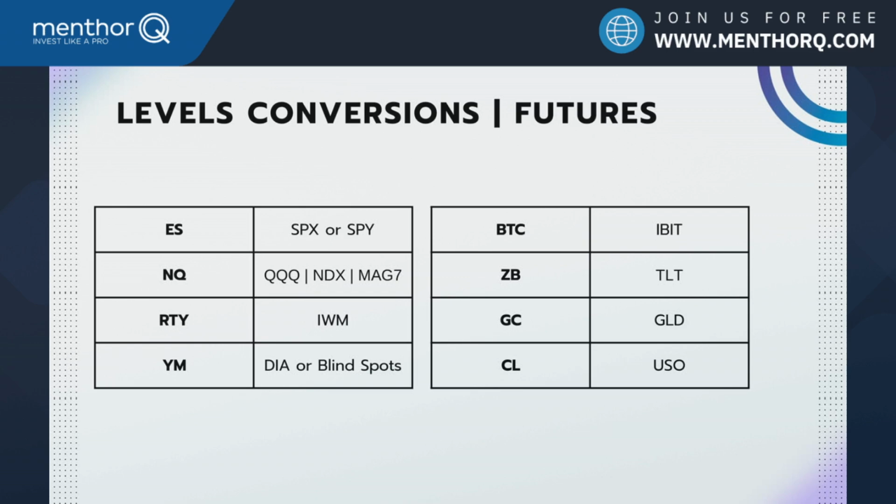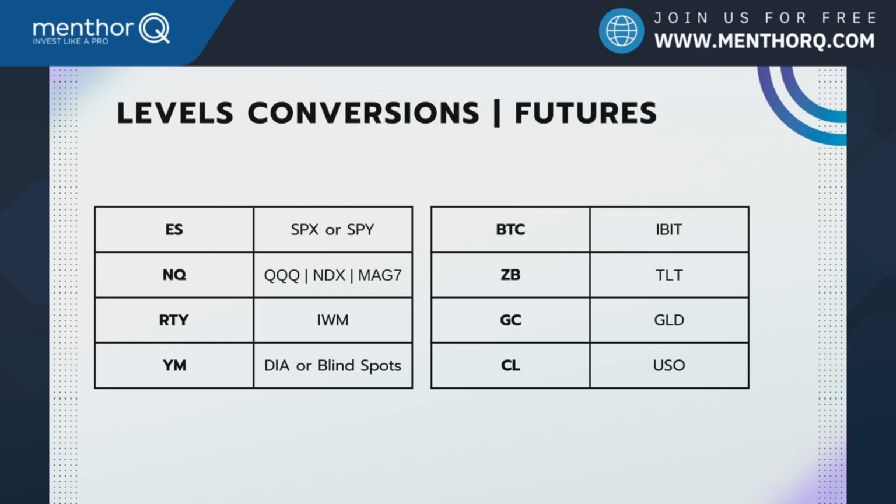If you trade Russell, then IWM would be your option. If you trade Dow, Dow is a very interesting one. Dow does not have any option activity, so there are no options on YM or on the futures. So what you can use is the DIA, which is the ETF of the Dow Jones, or you could use our blind spots indicator on YM.